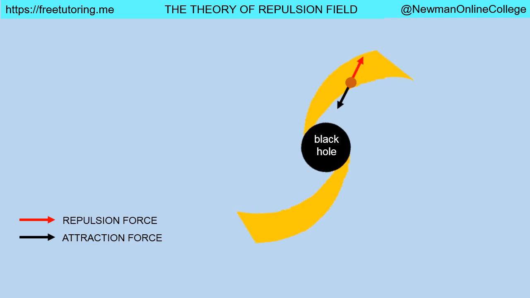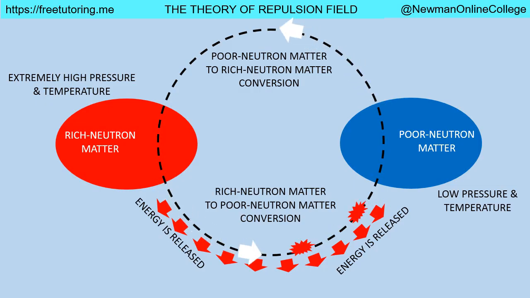So, what is the theory of repulsion field, and how does the theory of repulsion field make the difference? There are 3 important details of the theory of repulsion field that make this difference. First, under the theory of repulsion field, it is believed that, if pure neutron matter, the matter that is made of 118 chemical elements and can be found everywhere on the Earth, is put in conditions of extremely high temperatures and pressures, like those at the centers of black holes, stars, including the Sun, such pure neutron matter will be converted into rich neutron matter.